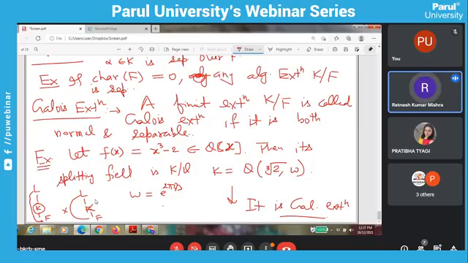So this is the counter example. This is Q fourth root of 2, and this is a normal extension of Q root 2, and Q root 2 is a normal extension of Q. This is a normal extension of this one, but this is not a normal extension of Q.